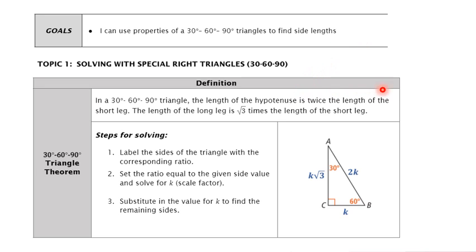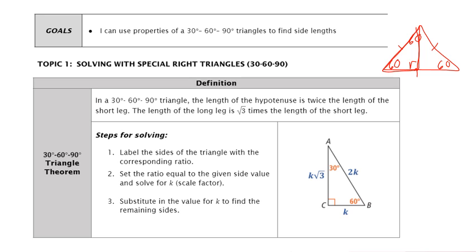For the 30-60-90 triangle, what we're going to find is that this is actually half of an equilateral triangle. An equilateral triangle is a triangle where all the sides and all the angles are the same length. So the angles are all 60, the sides are all the same length. When we cut it in half, we create a 30-60-90 triangle. That's where these ratios are coming from.